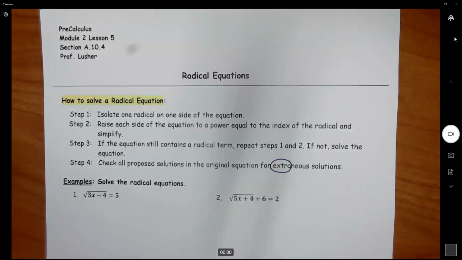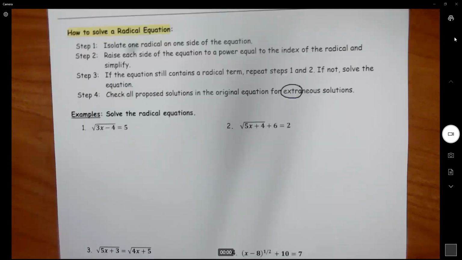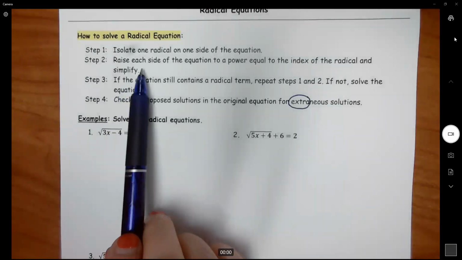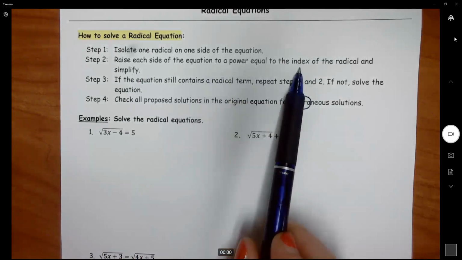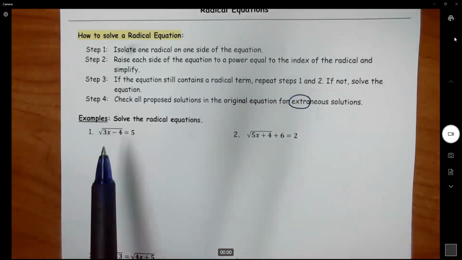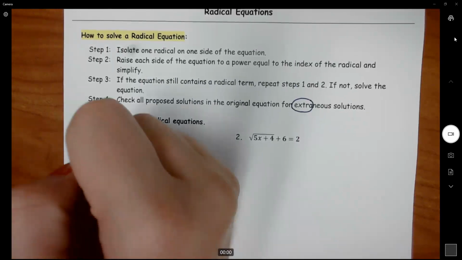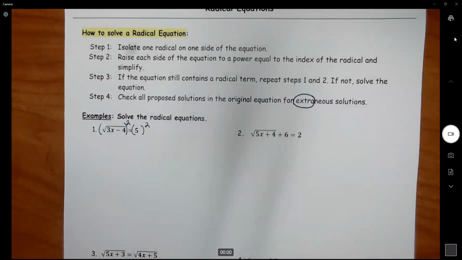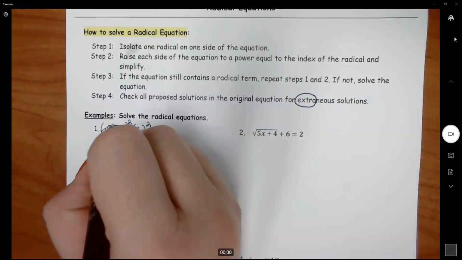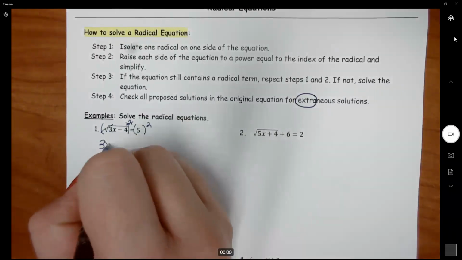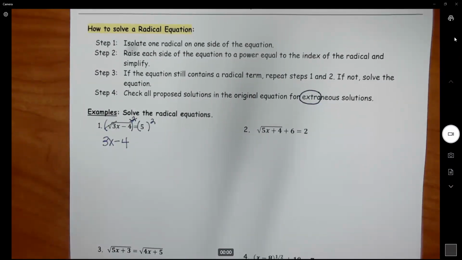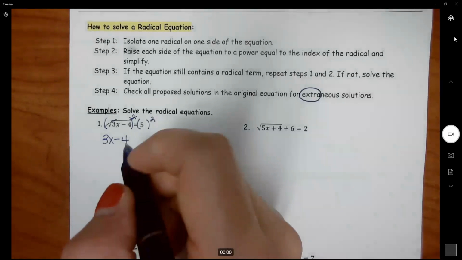So we have 7 examples, and that's the entire lesson. We're going to be using these 4 steps. So number 1, isolate the radical. We already discussed it's isolated. So we're going to raise each side of the equation to the power equal to the index. The opposite of taking a square root of something is to square it. When you square this, you're going to square everything. So here your square root and square cancel. You're left with what's under the radical, 3x minus 4. The whole point of squaring is to get rid of that radical, and we did. And then on the other side, 5 squared gives me 25.